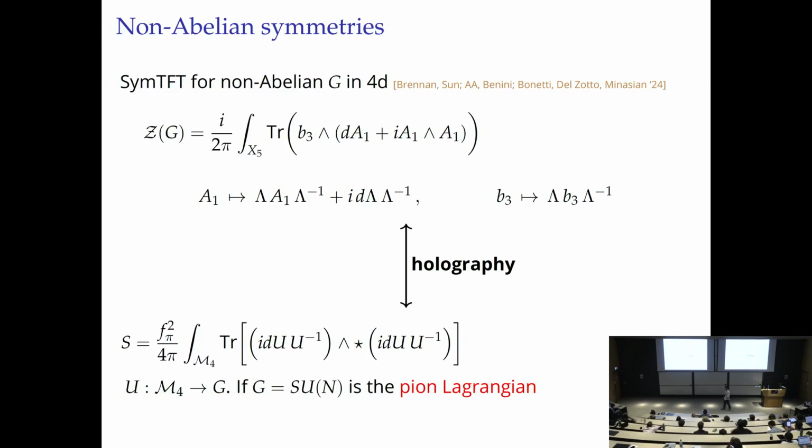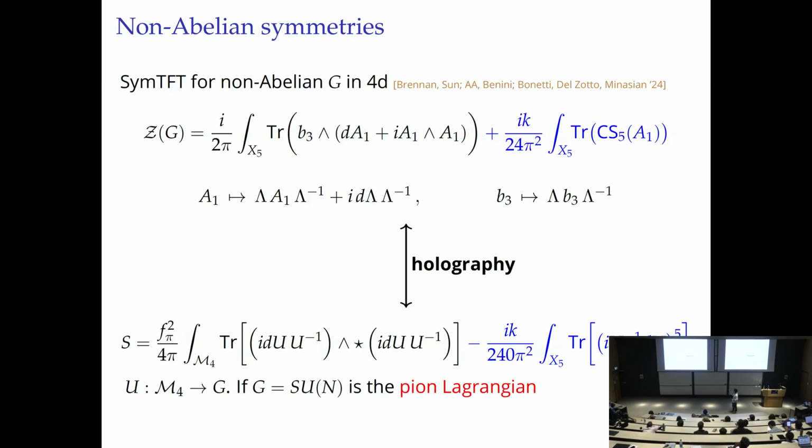Needless to say, here the computation will be much more messy, but you can show that with the suitable gauging of a Lagrangian algebra, this theory turns out to be the holographic dual of a sigma model with target space given by G. So if G, for instance, is SU(N), you might want to call this the pion Lagrangian and describe the dynamics of the Goldstone bosons for the spontaneous breaking of SU(N). And of course, you can also add the chiral anomaly. In the bulk, this is nothing but adding a 5-dimensional Chern-Simons term. If you repeat the computation, this will give you a WZW term on the boundary.